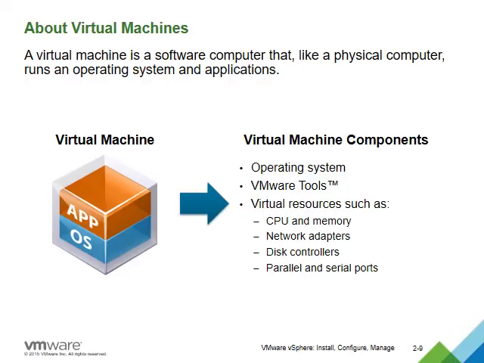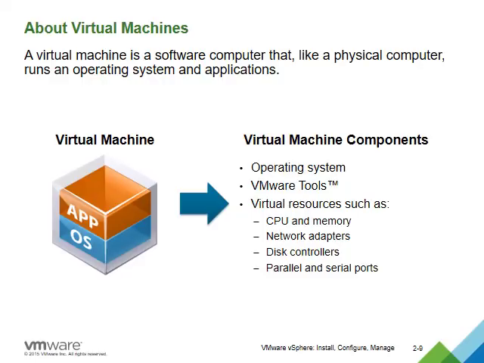In this slide, we're going to discuss what is a virtual machine. A virtual machine is a software computer, like a physical computer, that runs on an operating system and other applications. The virtual machine components include the operating system, the VMware tools, and the virtual resources like the CPU, the memory, the network adapters, the disk controllers, or the parallel and serial ports. Now, with all this being said, the virtual machine includes specific configuration files and is backed by the physical resources of a host.